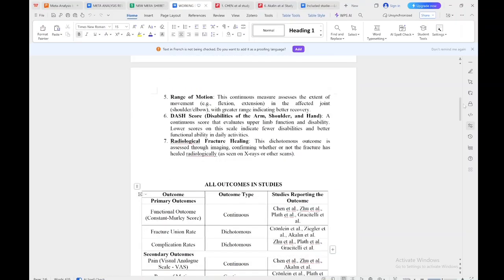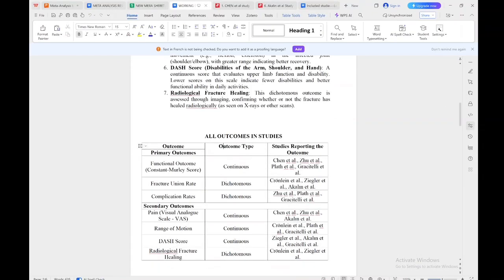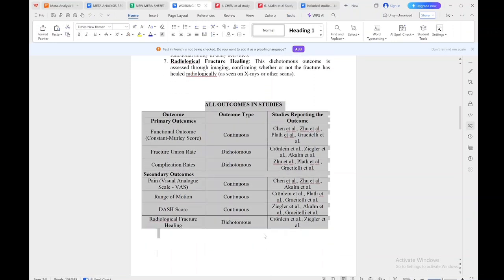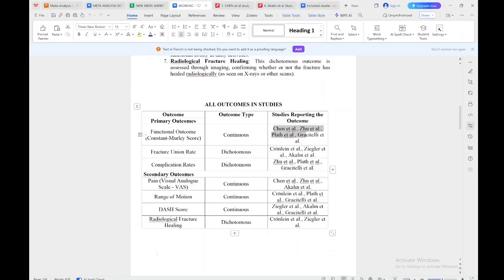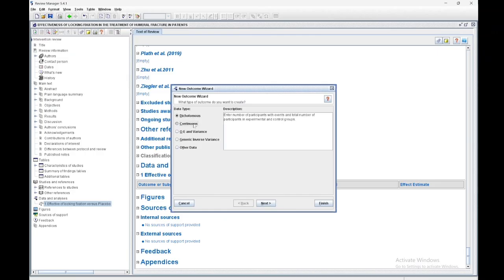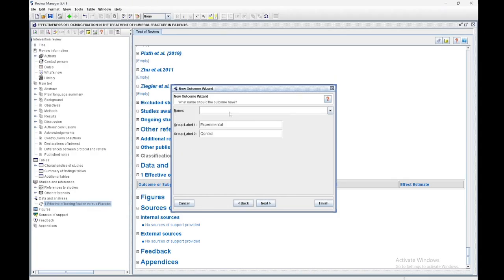Now, the next thing we're going to do is to match out the outcomes, okay? How do we match out the outcome? Let's say, for example, we want to go for a functional outcome. It's a continuous outcome. Remember, good practice is that whenever you match out all your outcomes, you need to arrange them in a table and then state how the study is actually dictating that. So I'm just going to come here, go for continuous. I'm going to go to next. I'm going to type the outcome. This is what it is.